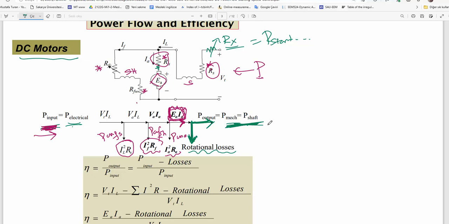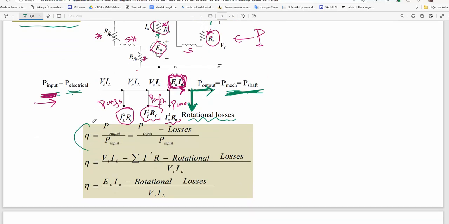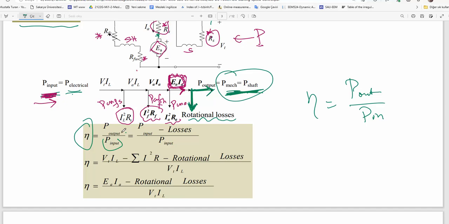That is the output. Ladies and gentlemen, as you know from middle school, efficiency is always output power over input power. Here is the mechanical output. Here is the input power. Output can be written as input minus losses, or sometimes we write output over output plus losses. All those are equivalent and correct, and you can calculate efficiency easily.